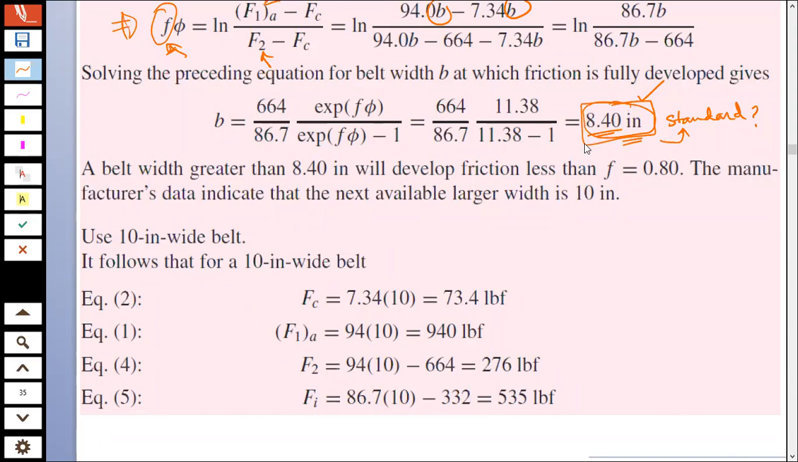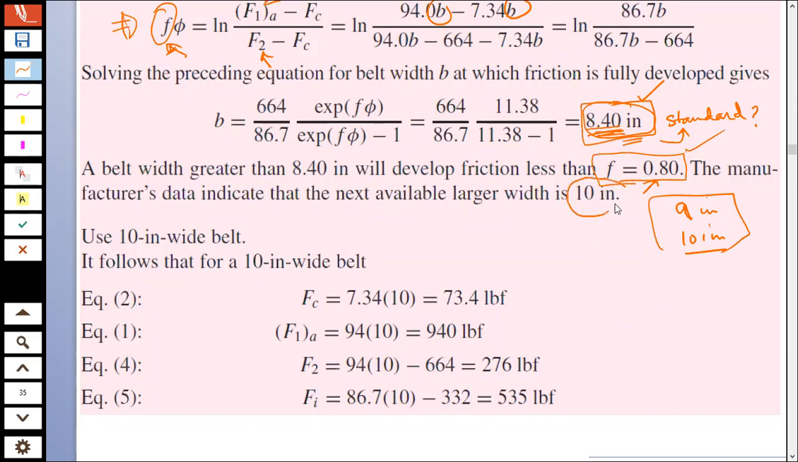Is the point clear? This is the minimum width. So you can go for 9 inches, you can go for 10 inches if that is available and so on. So this value 8.4 will develop only a friction of 0.8. But when you now increase this B, if I take it 9, the calculated value of friction development will now be less than 0.8, which is good. So the more I increase the width, my factor of safety will increase. Now in this case, this 8.4 is not available in standard sizes.